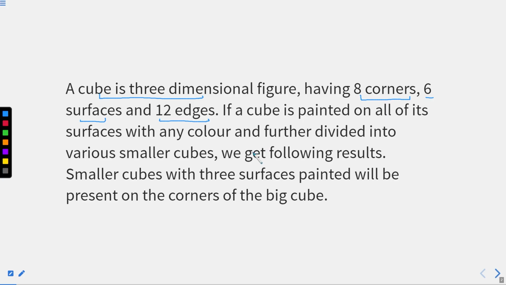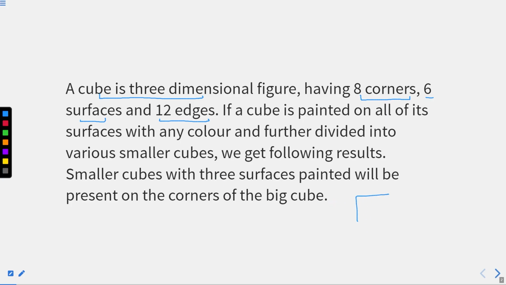Total of 12 border lines that we have marked in the previous figure. I hope you are clear with this, right? Now we are dealing with the problem statement as well. If a cube is painted on all its wall surface with any color and further divided into various smaller cubes, what exactly are they talking about?